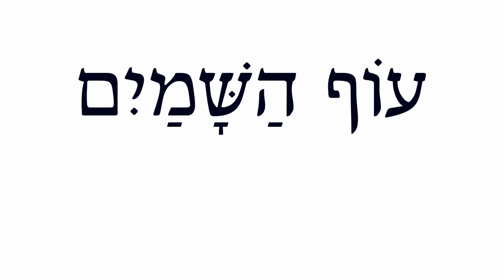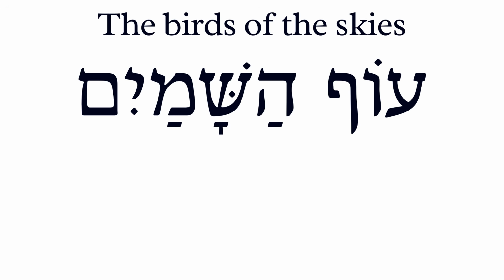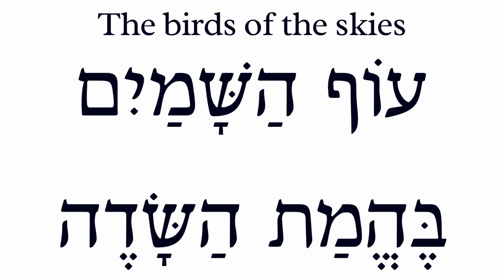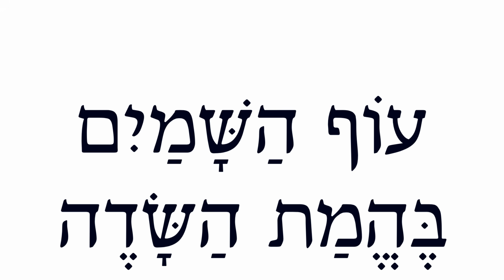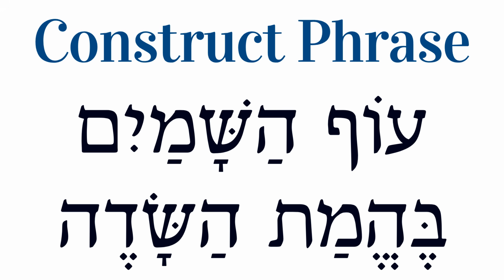In the Bible, of hashamayim, the birds of the skies, is usually used with the phrase behemat hasadeh, the beast of the field. When I translated these biblical Hebrew phrases into English, I added the word of, even though in the Hebrew there is no preposition. What Hebrew uses instead is a structure that we call a construct phrase.